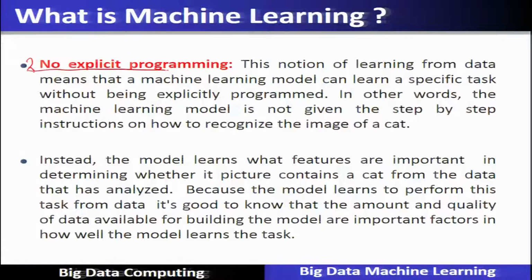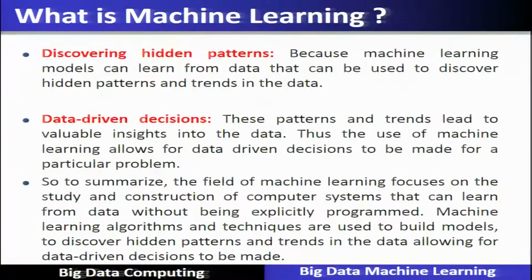Therefore, it does not have any explicit programming, and we have also seen that machine learning is the learning from the data. So, there are two different aspects of machine learning we have covered: it learns from the data, and second, there is no explicit programming involved in solving the problem using machine learning.